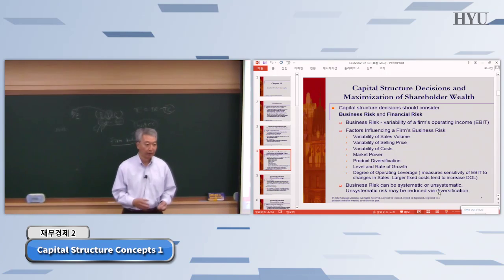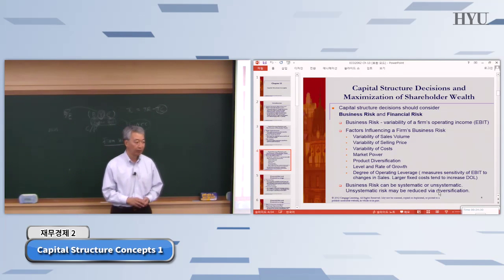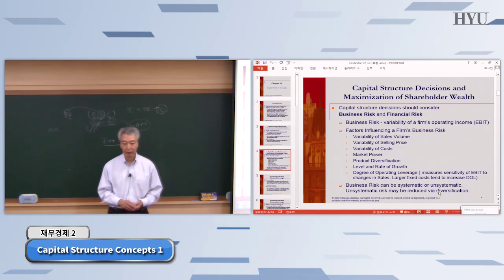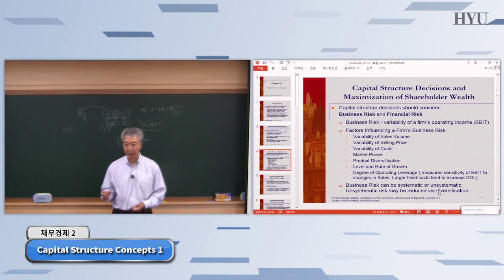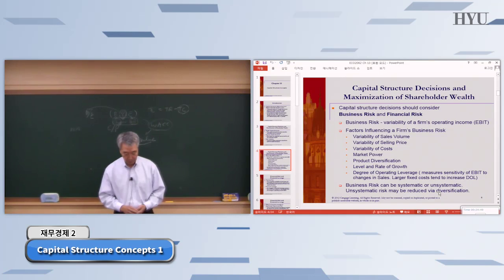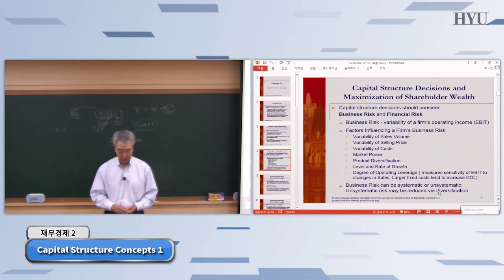So that's the idea: the company which pays a lot of dividend has a slower growth rate. In order to grow fast, you have to retain a lot of your income, your profit, and reinvest. So that's what we mean by level and rate of growth. All right. Degree of operating leverage, DOL, okay.